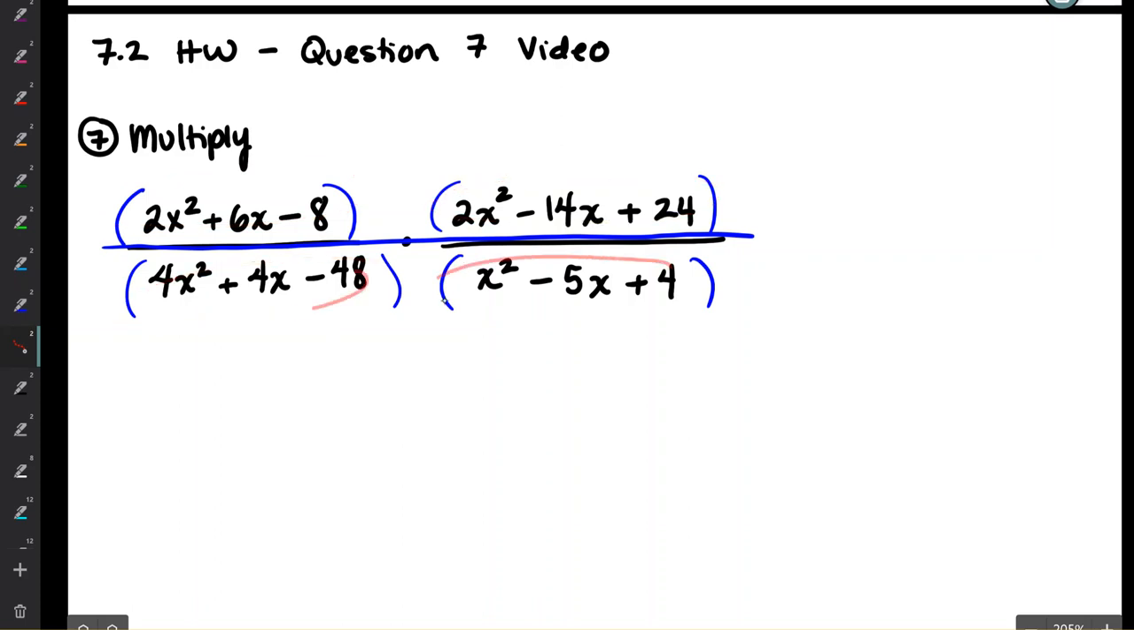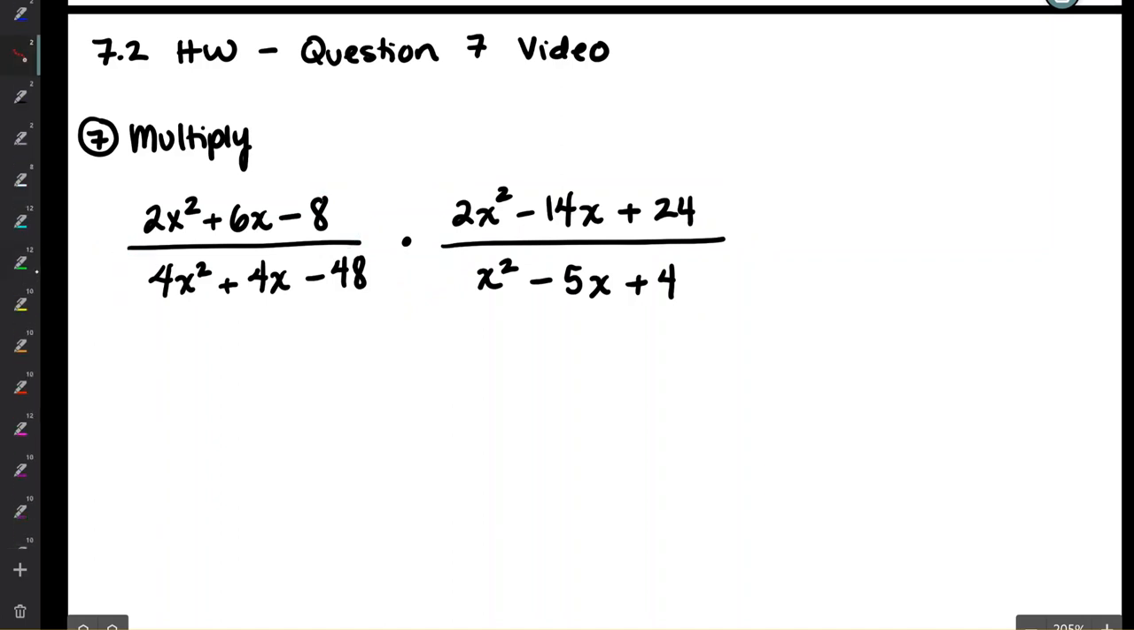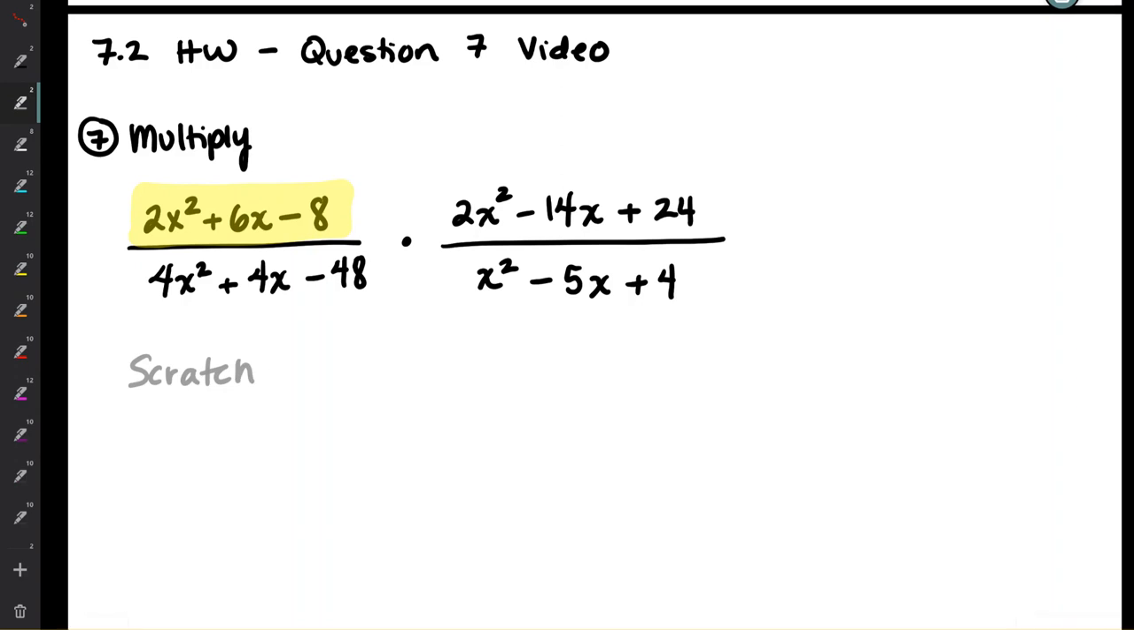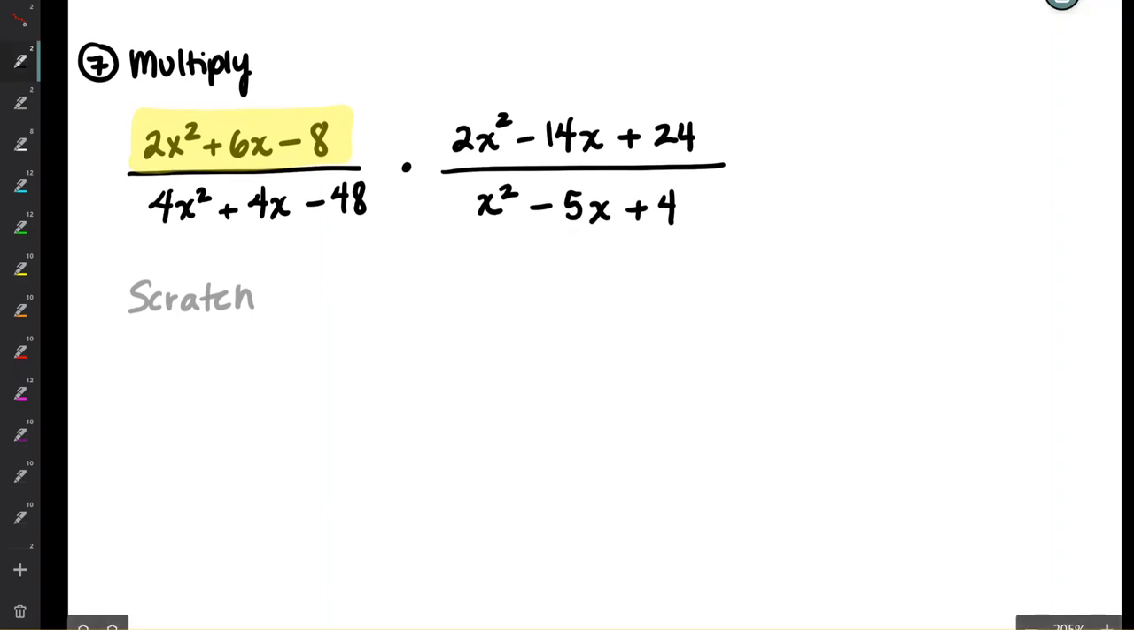I think it's very helpful, when you know what your strategy is, to allow yourself to compartmentalize your thinking. And so since I know that I'm going to have to factor everything, I'm going to just look at each piece, each numerator and each denominator, and factor it separately. So I'm just going to make a little bit of scratch here. And this is just an optional strategy to help myself not look at too much of the problem at once. So I'm just going to factor yellow.